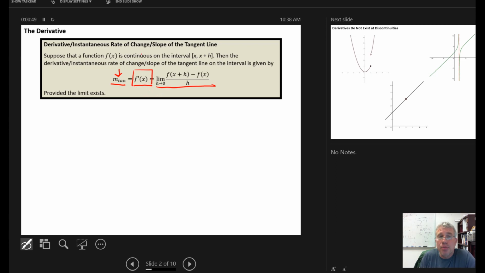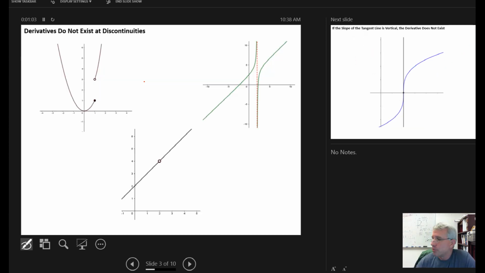One of the key pieces of the definition of the derivative, though, is that the function for which you are applying the difference quotient has to be continuous on the interval over which you're taking the derivative. So the first place for which a derivative of a function isn't going to exist is at discontinuities, because by definition, a derivative can only be taken over an interval for which the function's continuous.